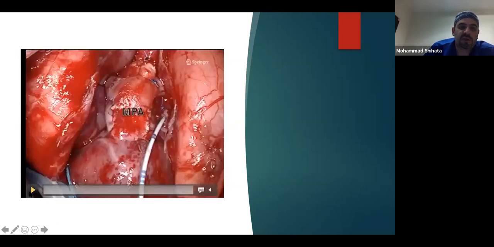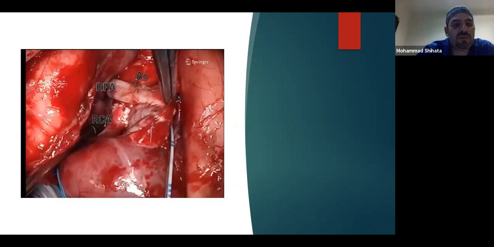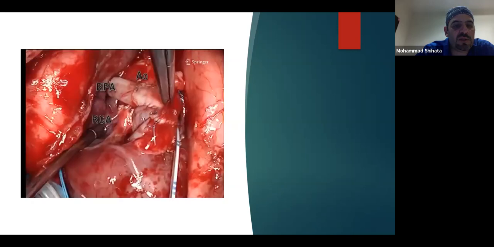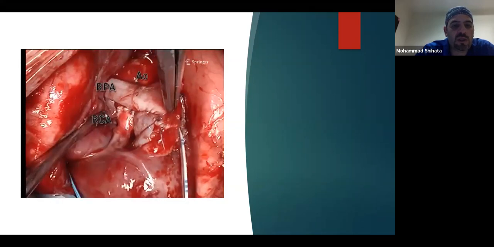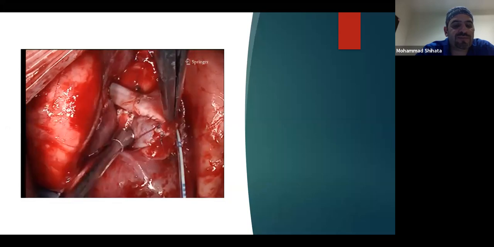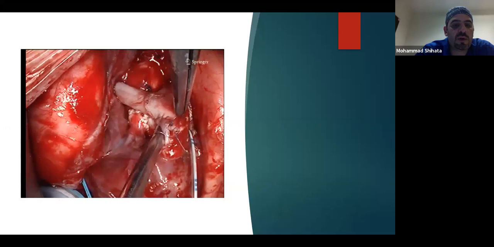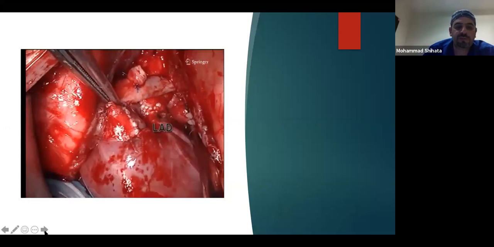So that's the final product. You see the PAs nice and mobilized with no real kinks or distortion lying anterior to the aorta, and the neo-aorta with the translocated coronaries in the back. And that completes an arterial switch operation.